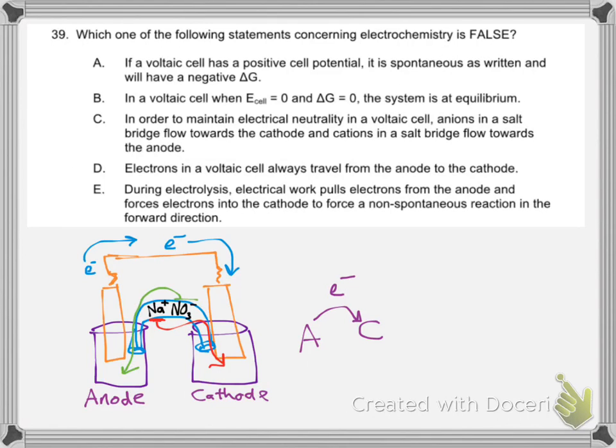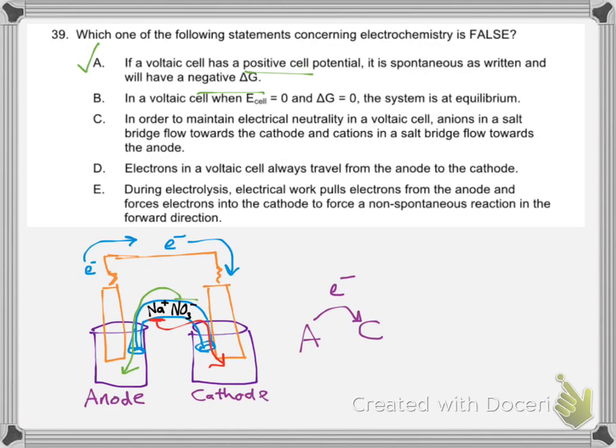So now let's go through and discuss which of these are true and false. A: if a voltaic cell has positive cell potential, it is spontaneous as written and will have a negative delta G. Spontaneous does indeed mean a positive E cell and a negative delta G. Okay, this one is true.